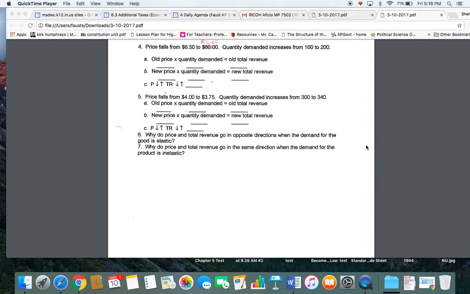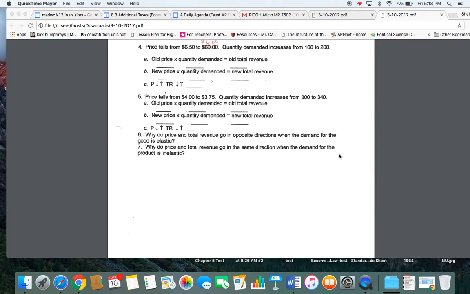So 6 and 7, a lot of you are going to want to skip. It's really important. If you want the 4, you have to know. Why do price and total revenue go in opposite directions when the demand is elastic? Because when you raise the price, it is extremely price sensitive. Your quantity demanded is going to go down so much that you're actually going to start losing total revenue. But because it is so price sensitive, when you lower the price, your quantity demanded is going to go up so much that your total revenue is going to go up.